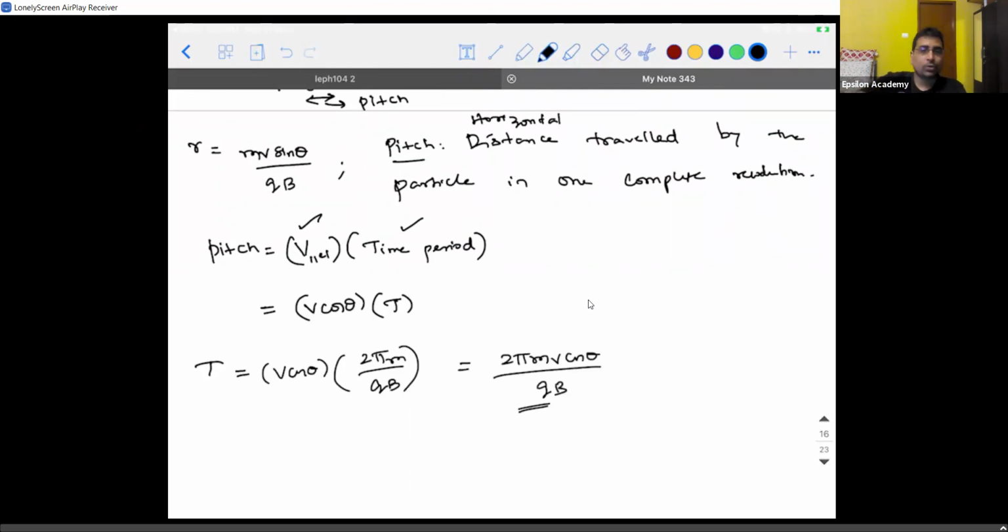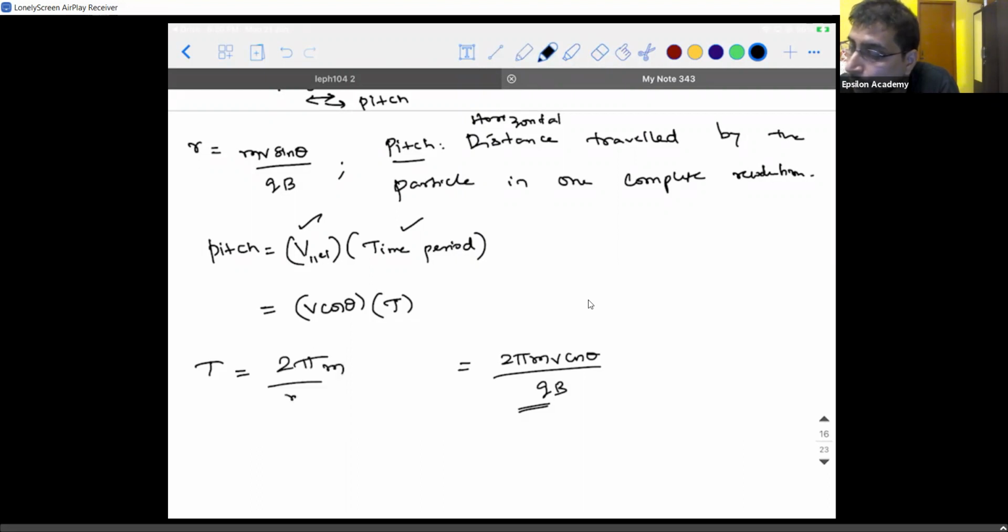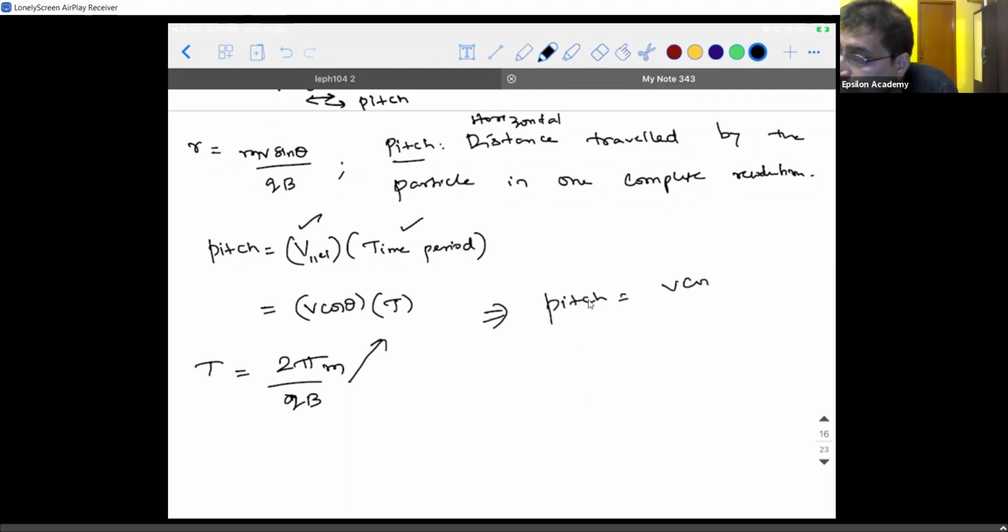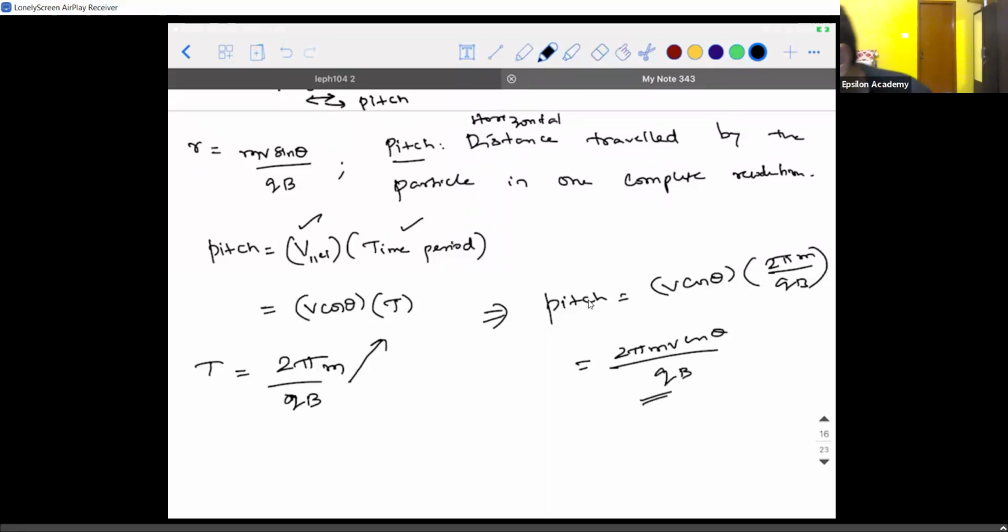So the time period is equal to 2 pi mv cos theta. Sorry, not time period. I made a mistake. Time period is 2 pi m divided by qB only. If I take this value and plug in here, then I'll get pitch is equal to v cos theta into 2 pi m divided by qB. So pitch will be equal to 2 pi mv cos theta, the whole divided by qB.